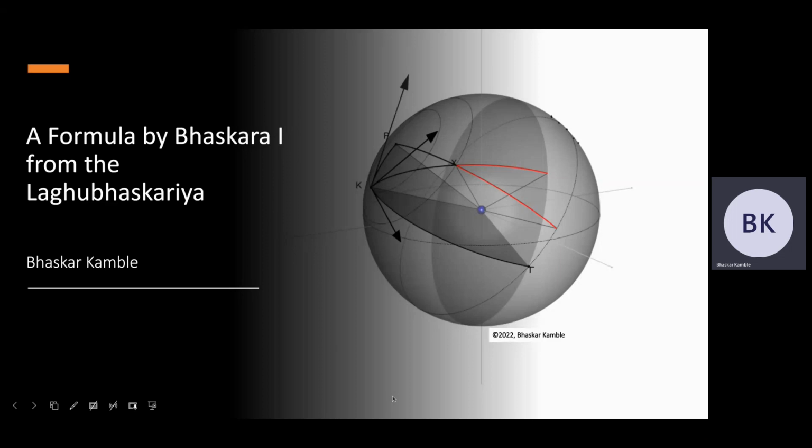Hello. In this presentation, I want to give a rather detailed analysis of one of the astronomical results given by Bhaskara I in his Laghubhaskariya. So this is going to be a rather detailed presentation, and some prerequisite knowledge of the celestial sphere would help you to understand the presentation.